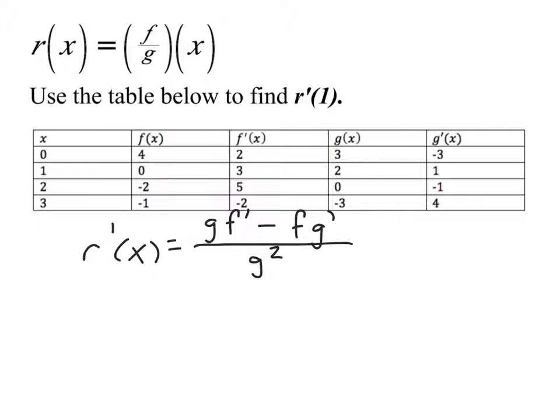So in this case, you notice that it's actually defined as being f divided by g. So we have to use quotient rule. And so go to quotient rule and then plug in from your table from here.